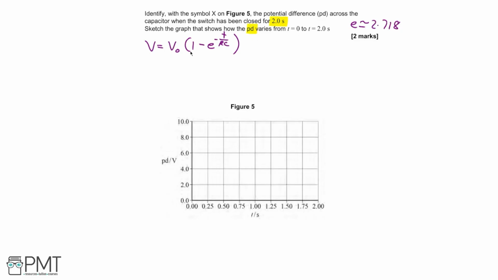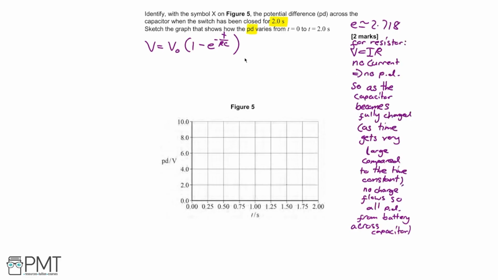and V0 is the potential difference across the capacitor as the time goes to infinity, in other words, whenever the capacitor is completely charged. Whenever the capacitor is completely charged, there's no current in the circuit, so all of the potential difference must be across the capacitor, because for a resistor, V is equal to IR, and if there's no current, there can be no voltage because the two are directly proportional. Therefore, since the EMF of the battery is 9.8 volts, we know that V0 has to be equal to 9.8 volts, because all of the voltage from the battery is across the capacitor.